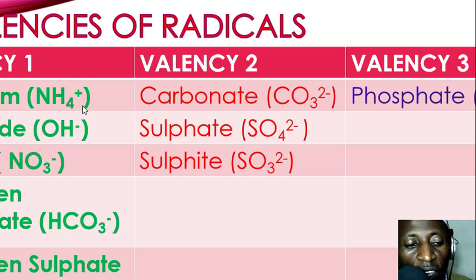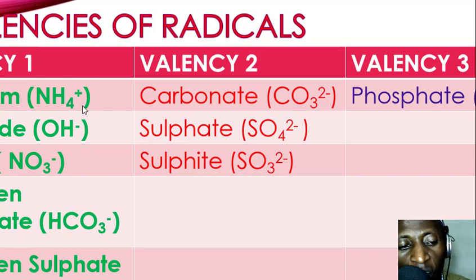Now, viewers, it is very important you master the formula of the radicals before we combine them with other elements. Where the radical is made up of two different elements, take, for example, the hydroxide ion, OH. Oxygen is written in capital form. The hydrogen is also in capital form. And that cuts across all the other radicals.